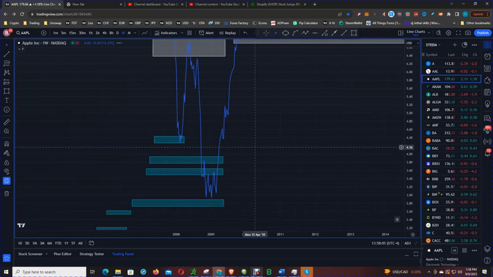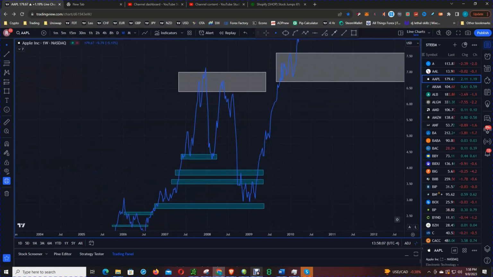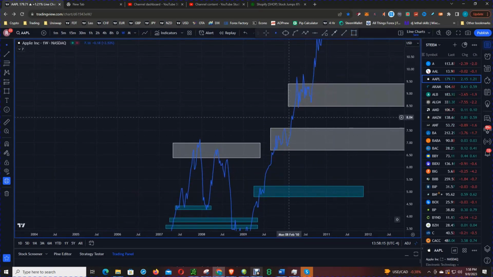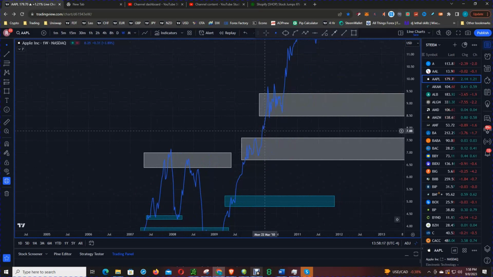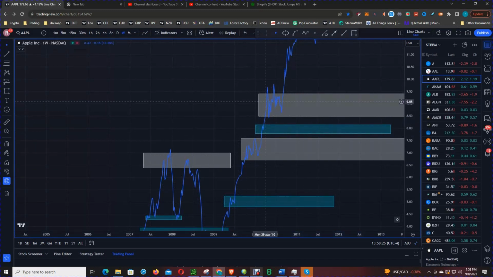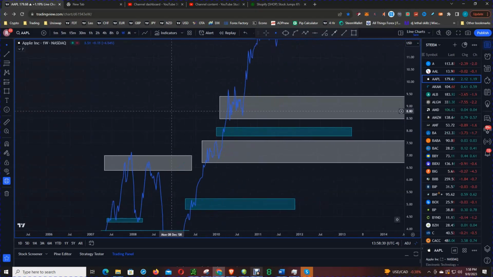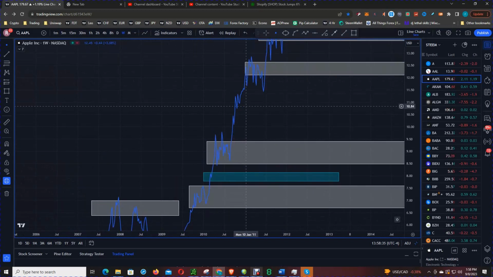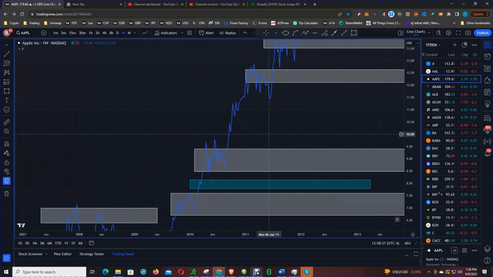Let's scroll back. Okay. That's the zone. Here's a zone right here, right? A rally, base, rally. This is a rally, base, rally. And this is nested within a monthly demand level here. Got two more here. Rally, base, rally, rally, base, rally.